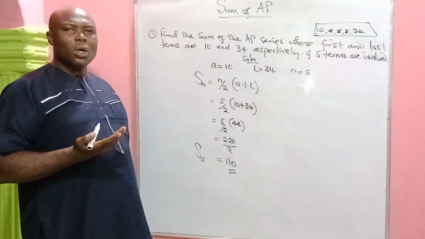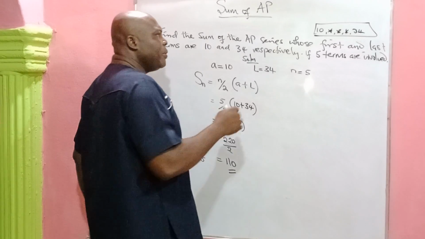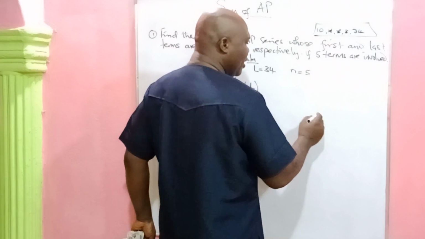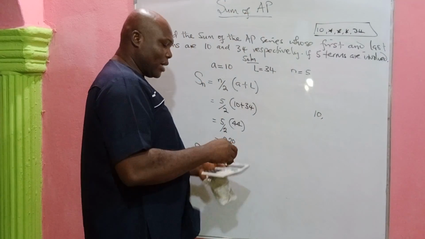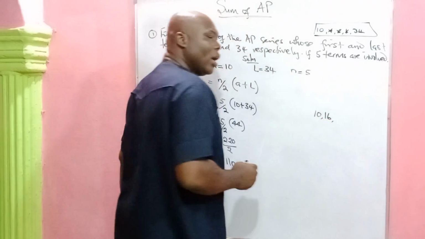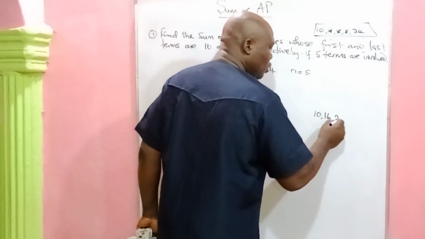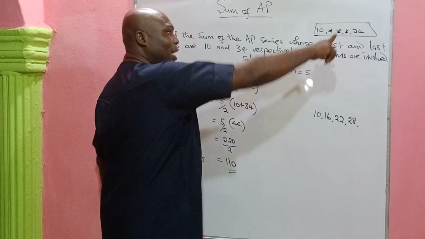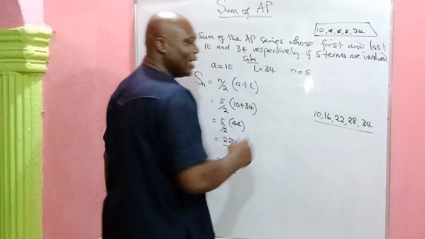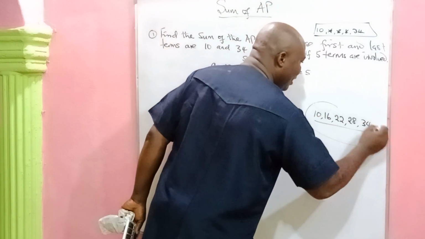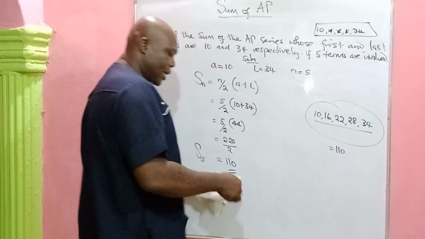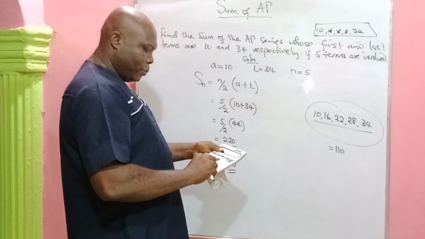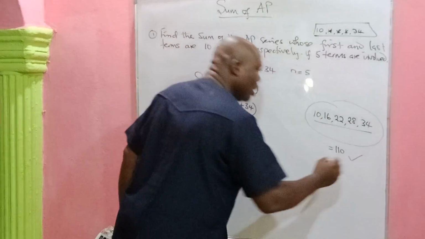So that's what we mean by the sum. What is this sum of the AP? It means that if you bring out all the terms of the series and add them, it will give you 110. In the previous example, we had 10, then we found the second term, which was 16, the third term, which was 22, and the fourth term, which was 28. The last term was given as 34. So this was the AP series. If you sum these elements, you get 110. That is, 10 plus 16 plus 22 plus 28 plus 34 gives exactly 110.